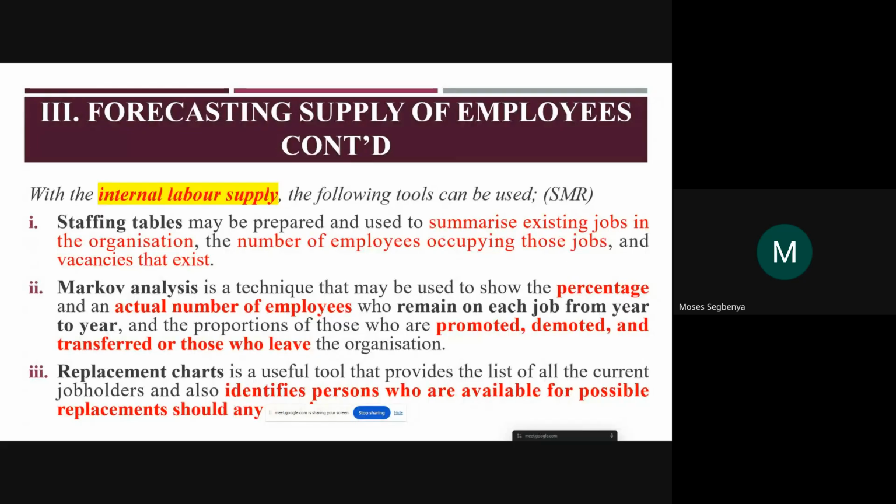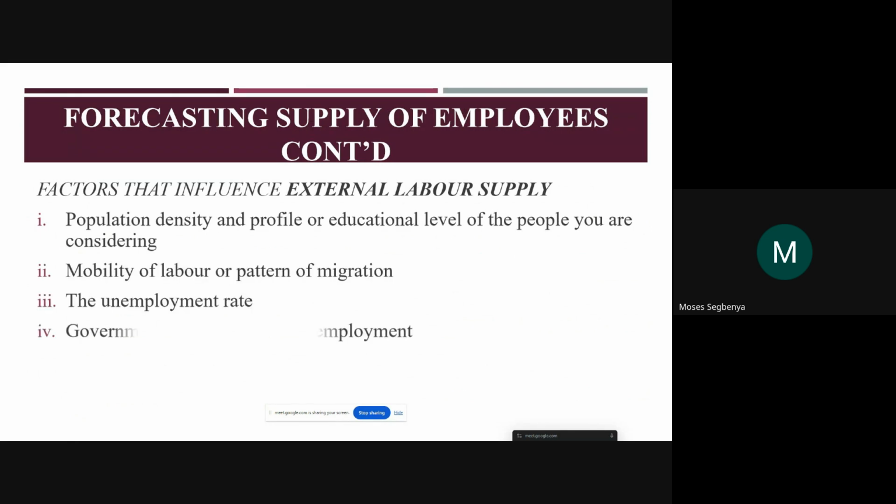So today, if we come to your school, will you be part of the replacement chart? Or where will you be found? We talk about factors that influence the external. We say you can do it internally or externally. So under step 3, we are looking at internal or external labor supply.